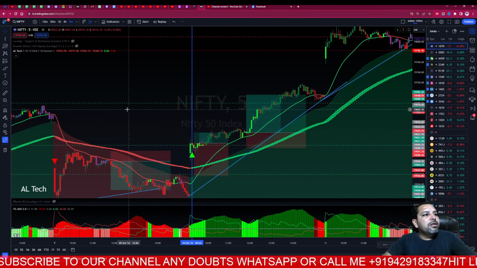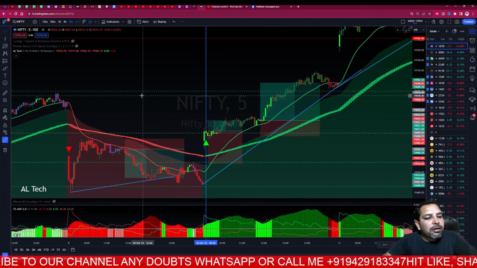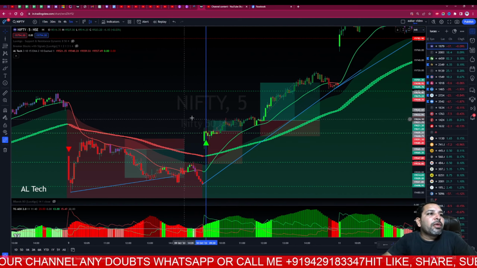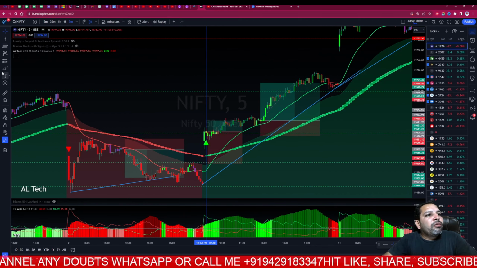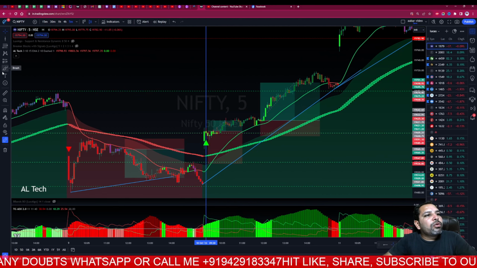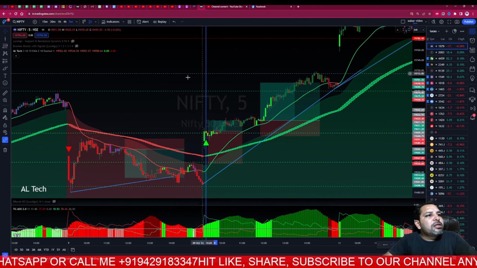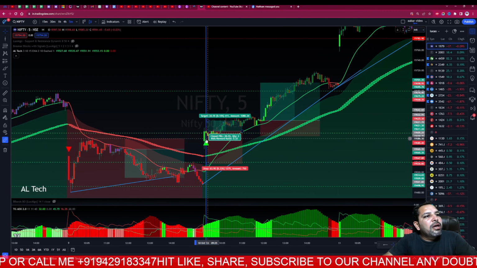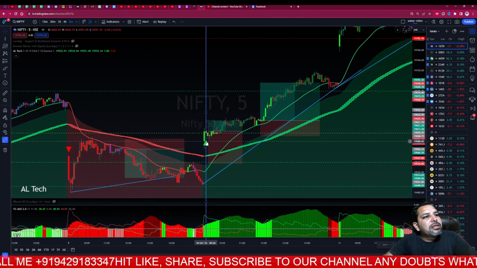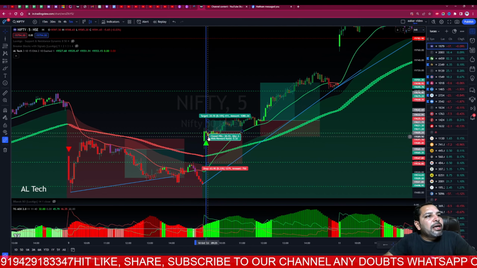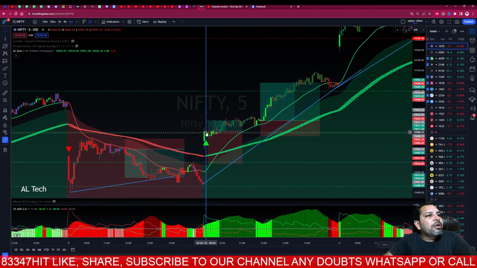I hope you understand consolidation market, sideways market, range bound market, right? So when to enter, where to keep the stop loss, where to keep the target. Let's discuss one by one. Let's discuss with the buy signal. You can see the arrow you got here at the buy signal. You have to enter on the next candle, or you can enter on the same candle, right?